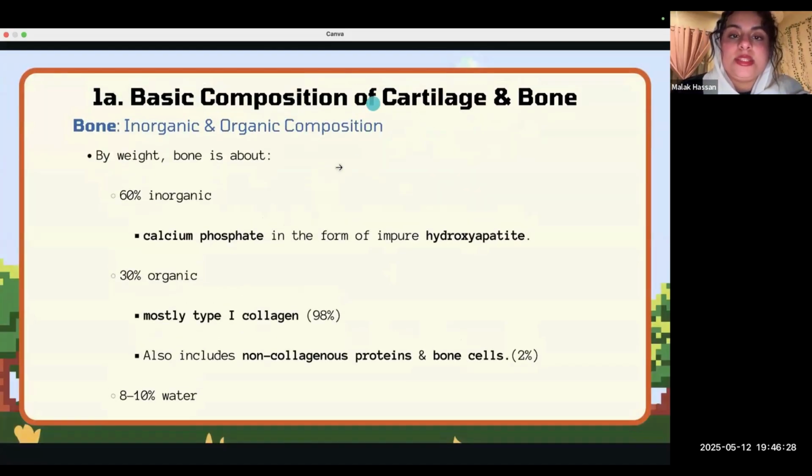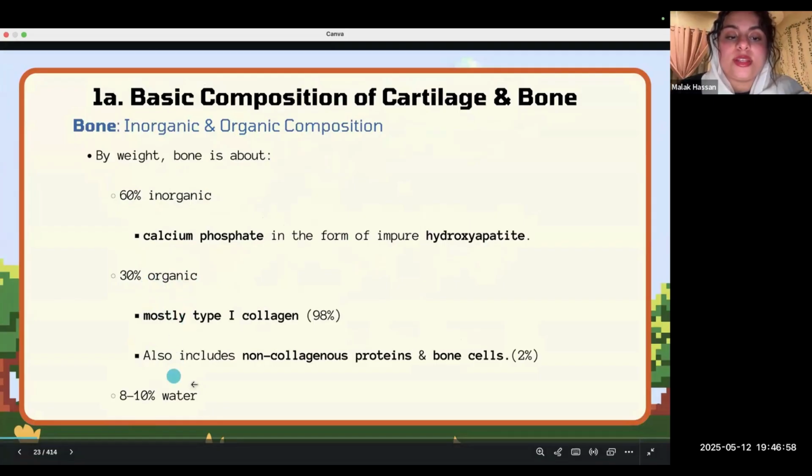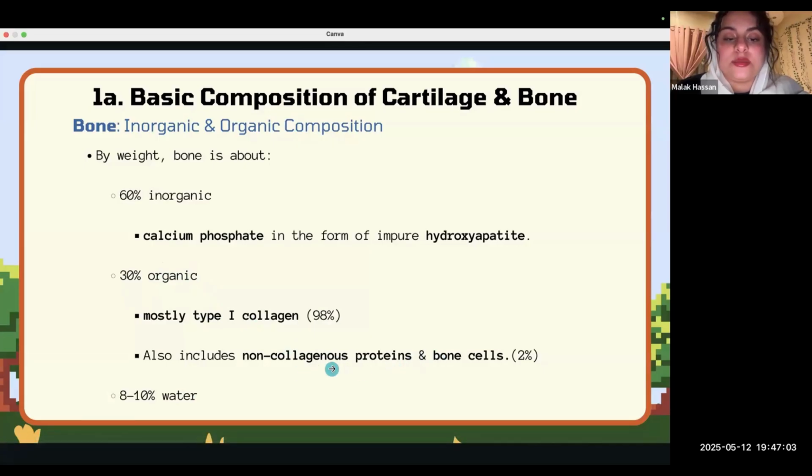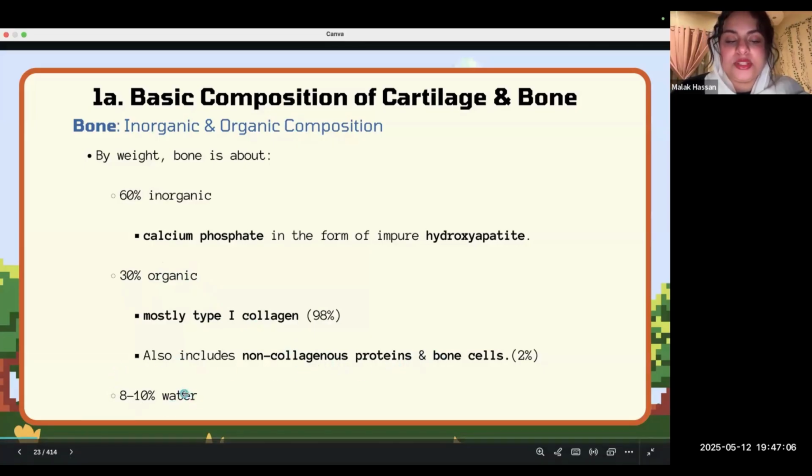Now, let's talk about the basic composition of bone in terms of organic and inorganic composition. By weight, bone is about 60% inorganic. Okay, what does that mean? It means that it's not an organic compound. Calcium phosphate is an inorganic compound, and it forms 60% of bone in the form of hydroxyapatite. The other 30% and 10% are made up of organic compounds and water. So organic compounds like type 1 collagen, as well as all the bone cells and all the other types of proteins. And about 10% is water.